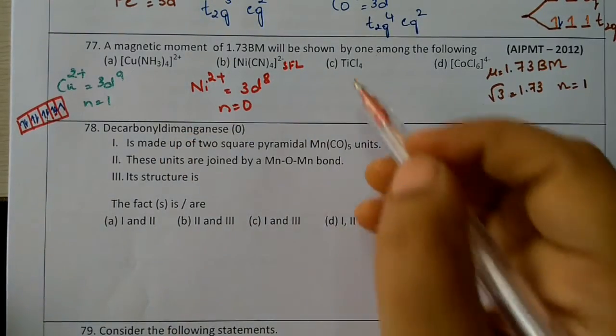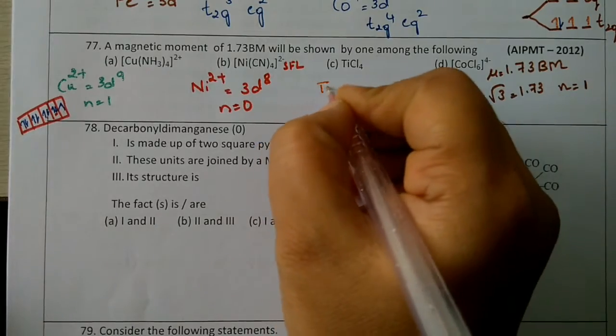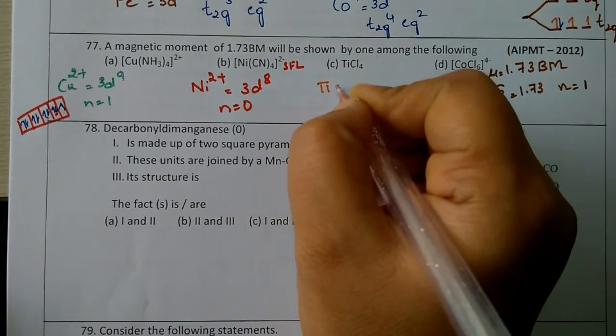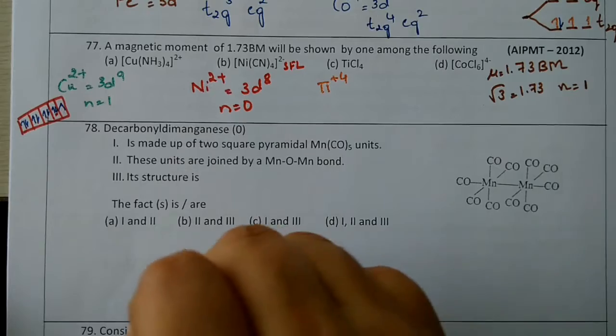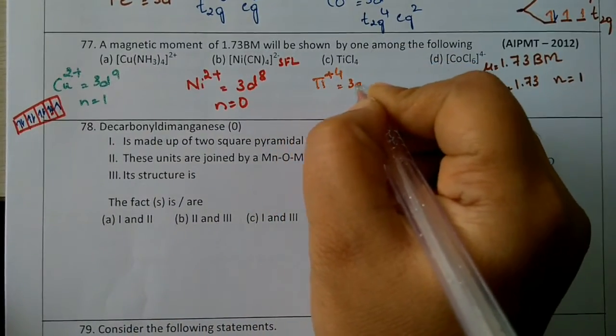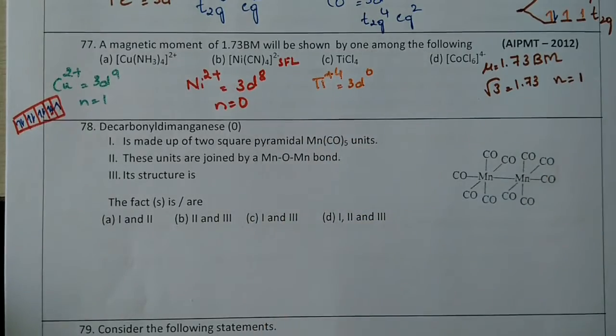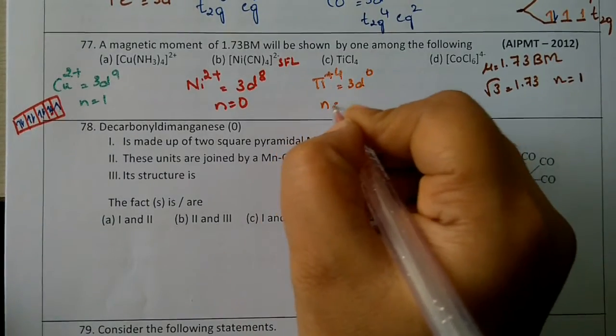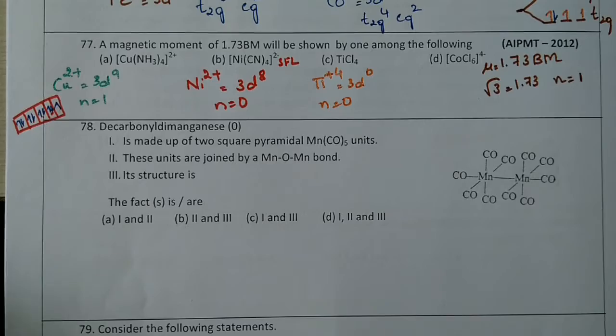Next one. So TiCl4. So titanium, it is +4. Titanium in +4 state means it is 3d0. So we don't have d electrons at all. So that means n is equal to 0.